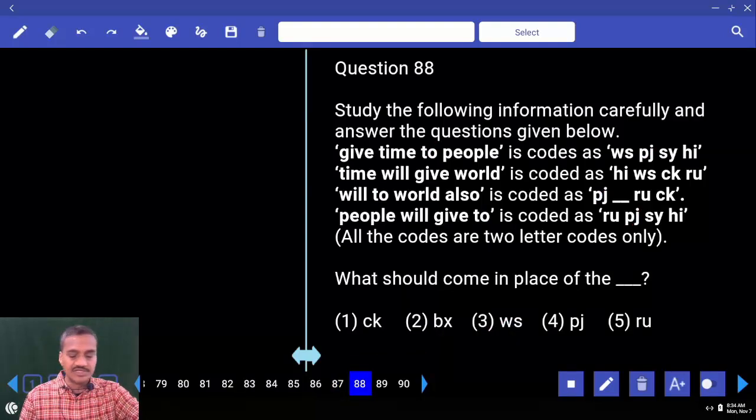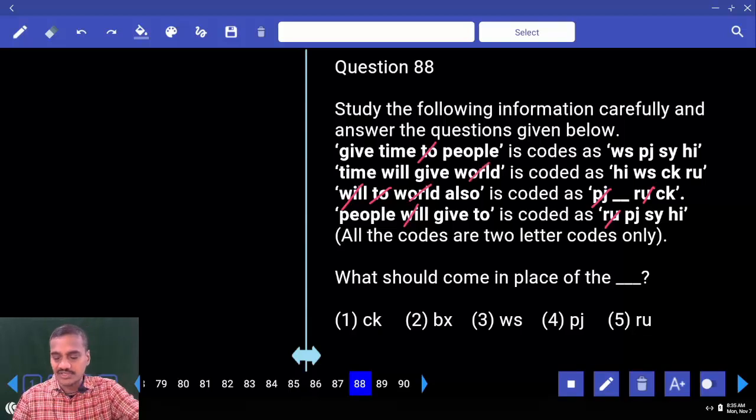Then coming to 88. Now in this 88, what should come in place of this one? Will, word and also. 2 is the word that is common, and the code for 2 is PJ. And next one, will, word and also. Now will is common between these 2, RU is common. And world is here, and world is common here. As world is common, which code is common? CK is common. Hence we need to have a different code.